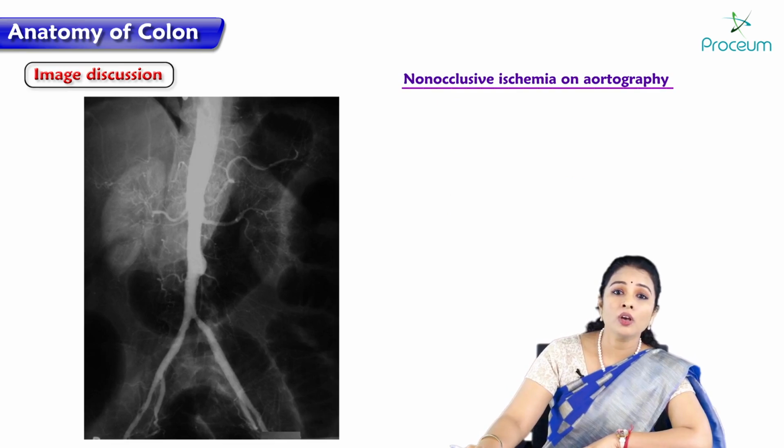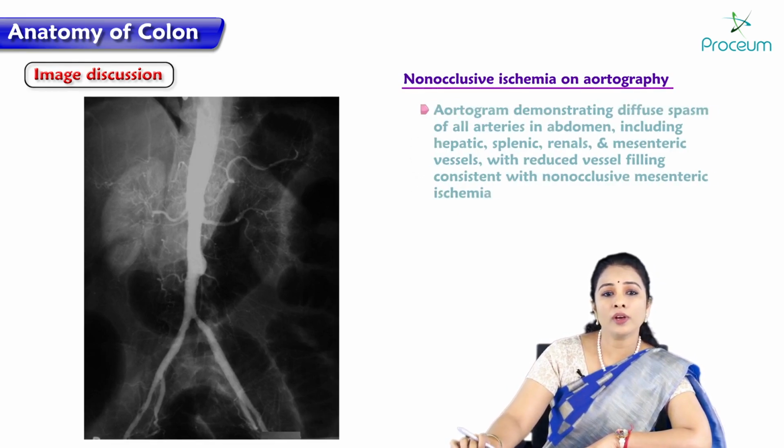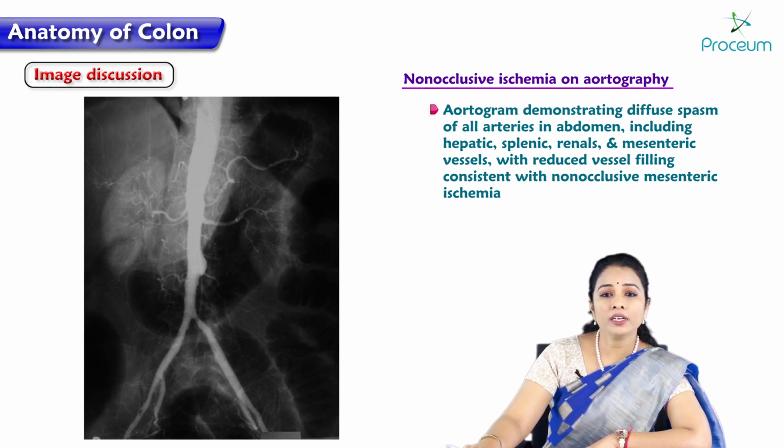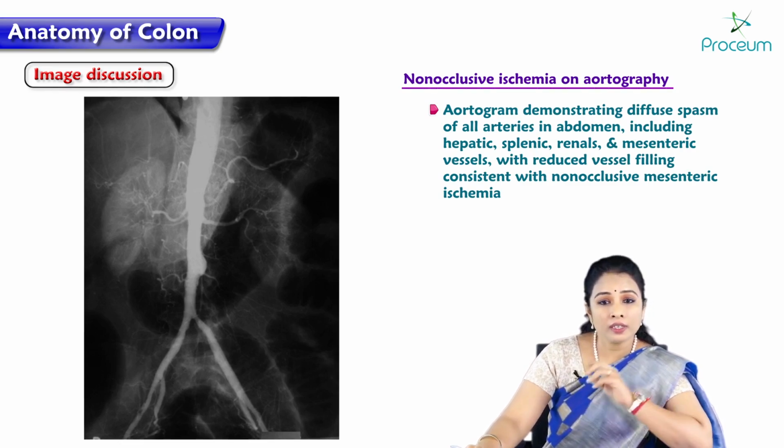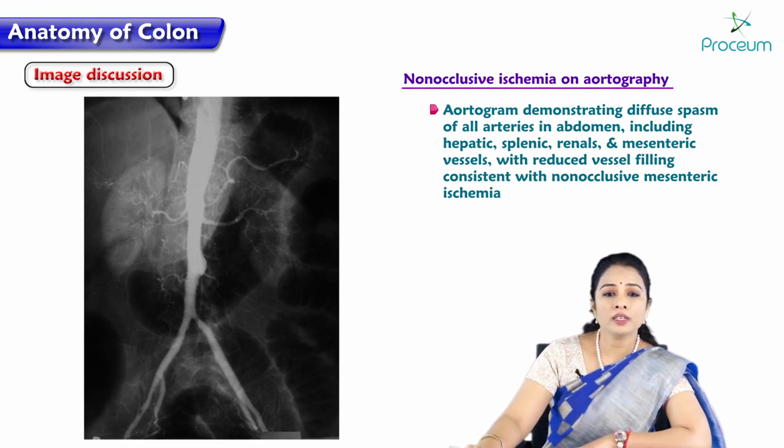Non-occlusive ischemia on aortography. So here is the image of an aortogram demonstrating diffuse spasm of all the arteries in the abdomen, including hepatic, splenic, renal and mesenteric vessels with reduced vessel filling consistent with non-occlusive mesenteric ischemia. That is, small bowel ileus is seen in the left lower quadrant.